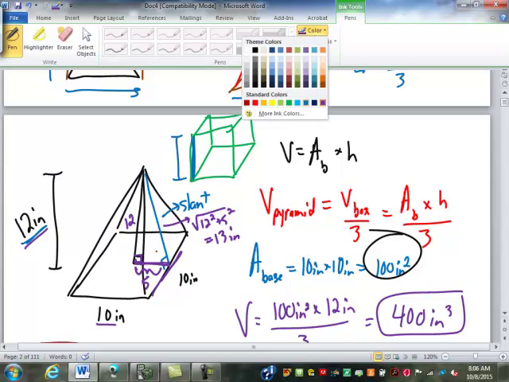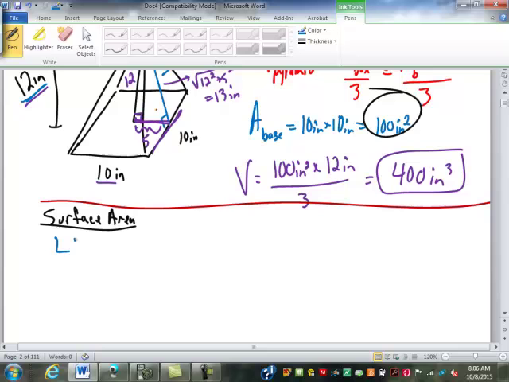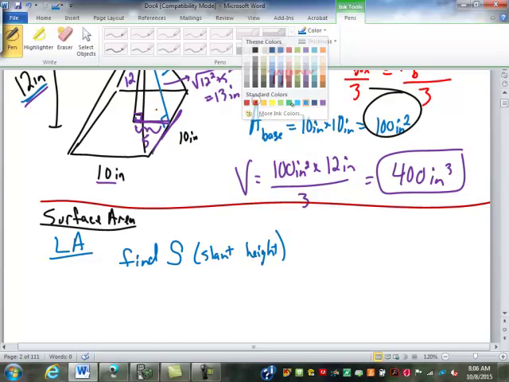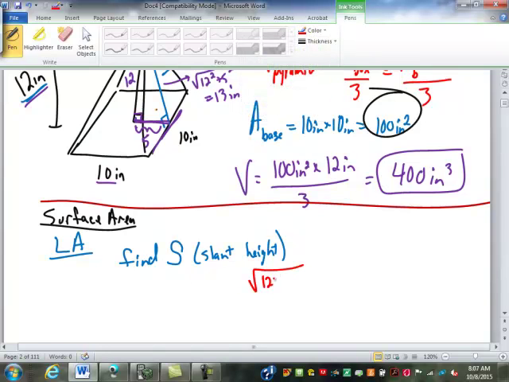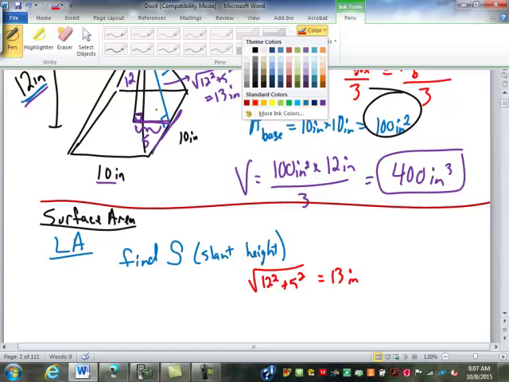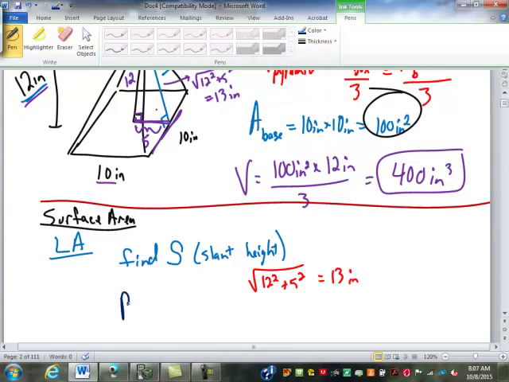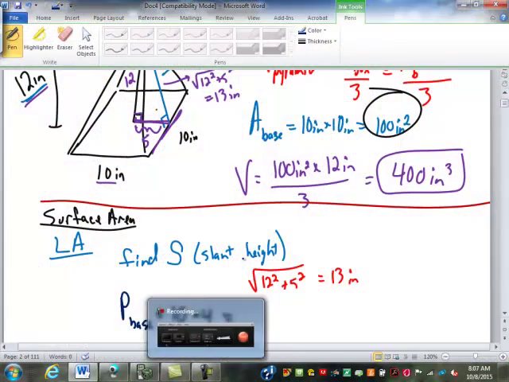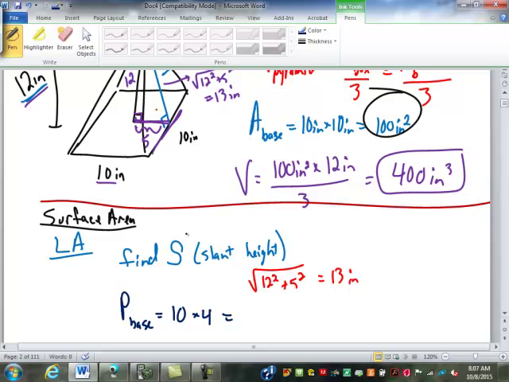So the first big difference is for lateral area, we have to find S, which is the slant height. And we do that by doing the Pythagorean theorem. It's the square root of 12 squared plus 5 squared. Gives us the 13. We still need the perimeter of the base. But it's generally going to be easy. Why did I just do 10 times 4? Maybe because I'm too lazy to write out 10 plus 10 plus 10 plus 10, right? It's 4 tens around the base. 40 inches is the perimeter of our base.